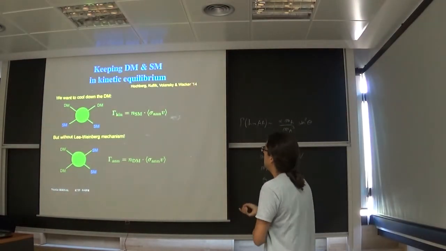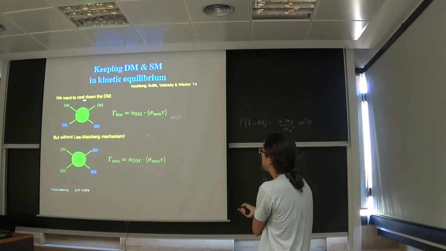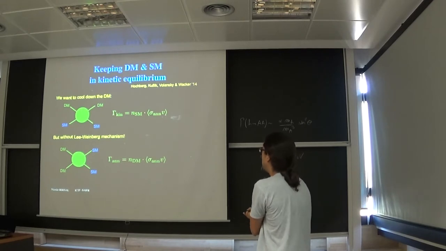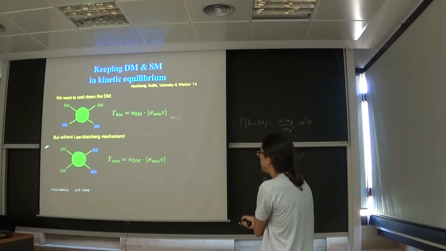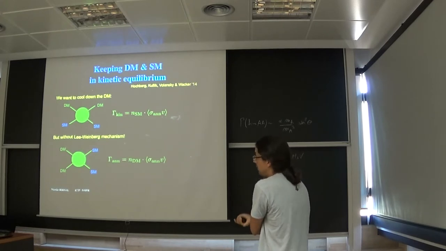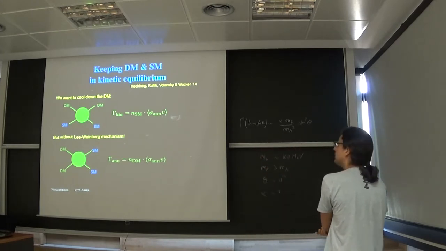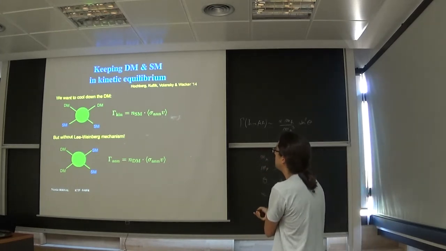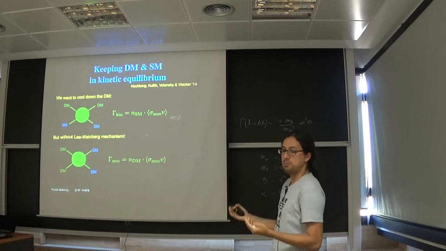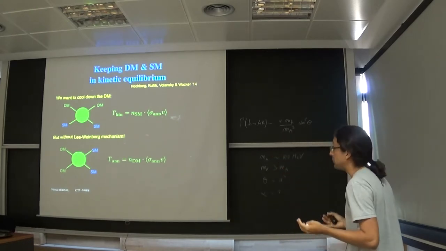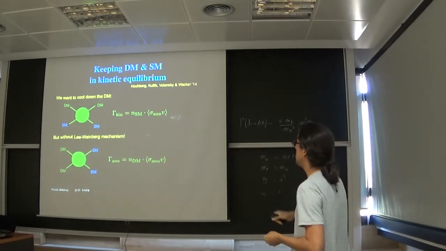So is this possible? Yeah, because what we want is the process that guarantees the kinetic equilibrium. We want this process to be active. So these two should be sizable, whereas this process, which is basically the WIMP annihilation, two dark matter into two standard model particles, should be subdominant. And it's possible, because even if you cannot expect the two cross-sections to be exactly equal, they are at least of the same order, just because they are related by crossing symmetries.